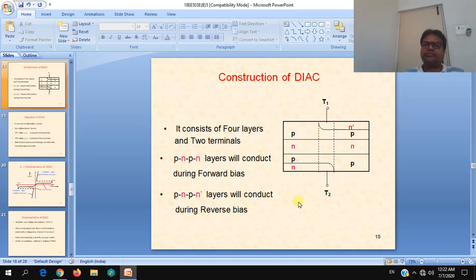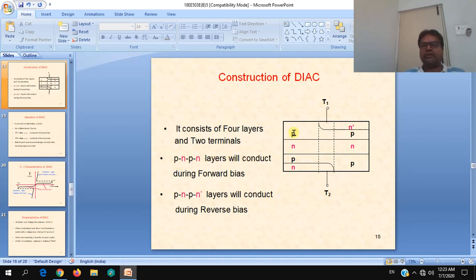Construction of the DIAC: it is a sandwich of PN diodes one after the other, and in the reverse also PN one after the other. So eventually it is as if 4 layers are there. When the construction is seen, diode is a misnomer. Just think of it as a two terminal device. It consists of 4 layers and 2 terminals.